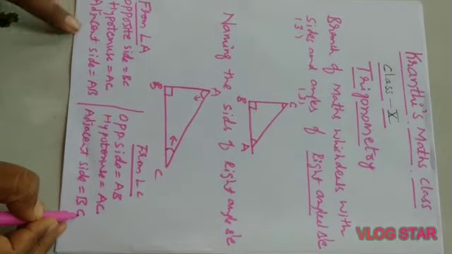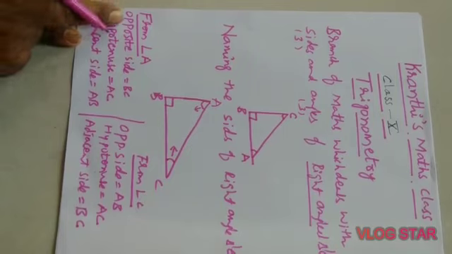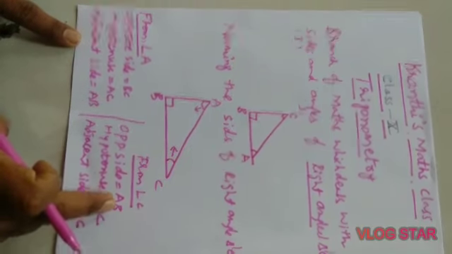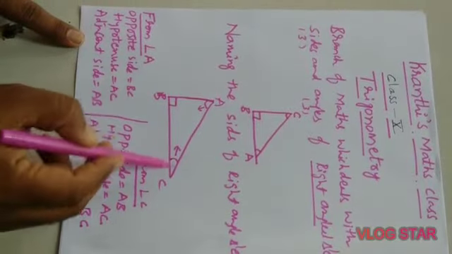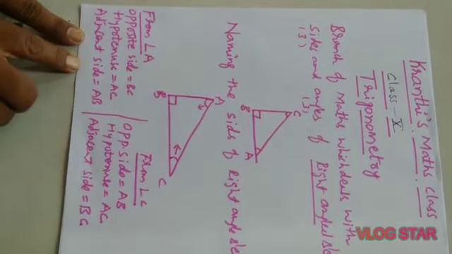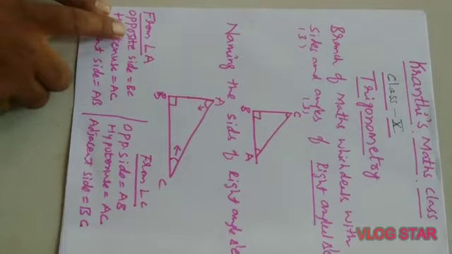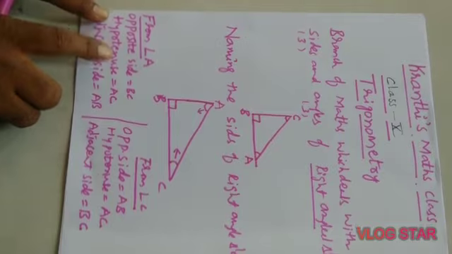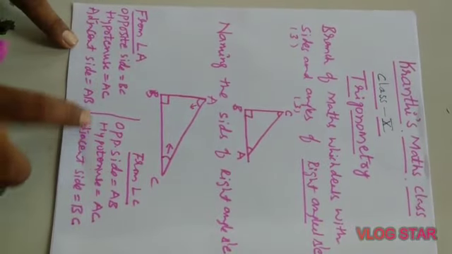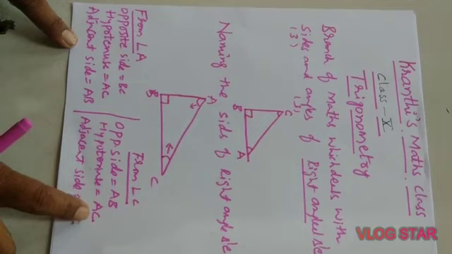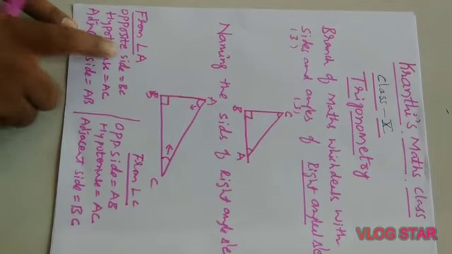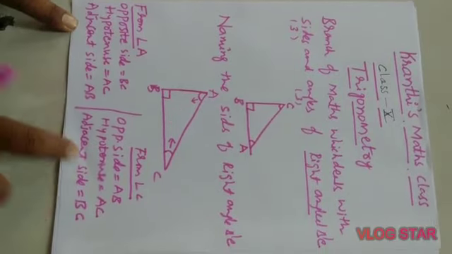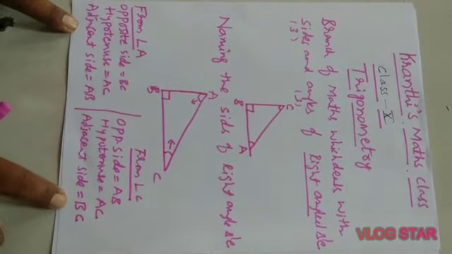Once all of you check: from angle A, the opposite side is BC, but from angle C, the opposite side is AB. From both angle A and angle C, the highest length of a side is the hypotenuse AC. Next, from angle A, the adjacent side is AB, and from angle C, the adjacent side is BC.